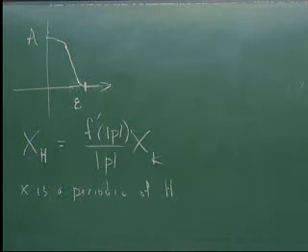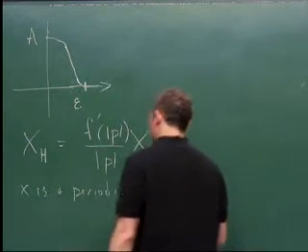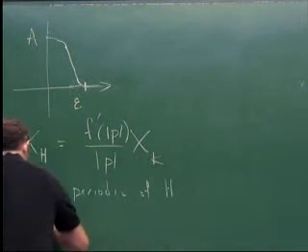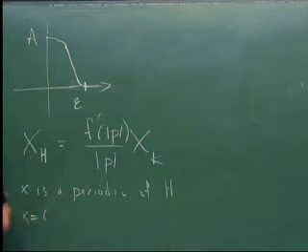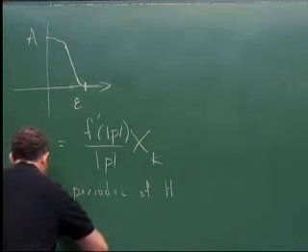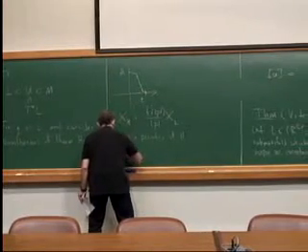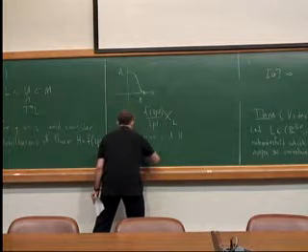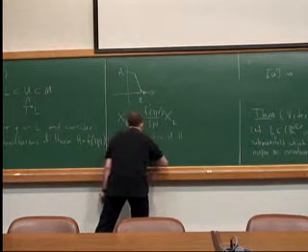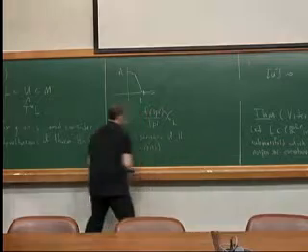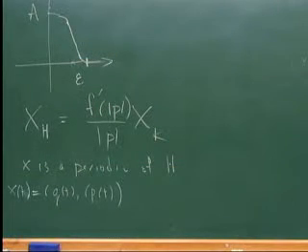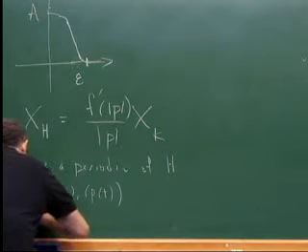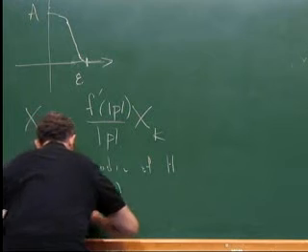So X is a periodic orbit of H. In other words, X lies inside of U, so we can recognize X of t as Q of t, P of t. And we know that Q of t is a closed geodesic of G. So Q of t is a closed geodesic.